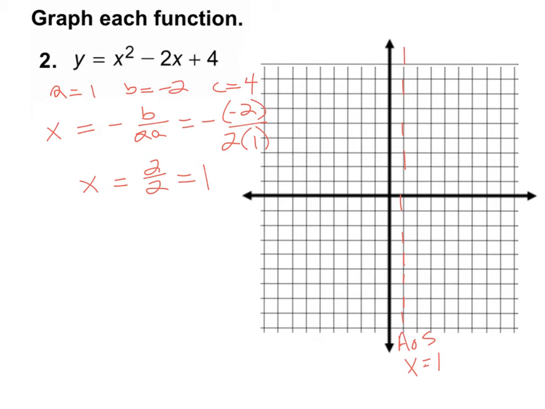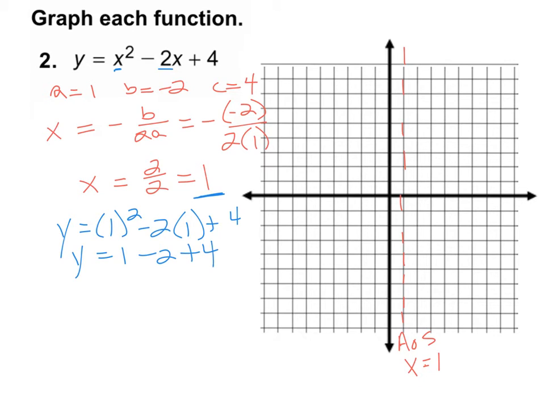Now, we know that our vertex is going to be somewhere on that axis. So that means its x value has to be 1. So I'm going to take 1 and plug it into my original equation for x. So y = 1² - 2(1) + 4. Go ahead and simplify that. 1 minus 2 is negative 1, plus 4, and that gives me 3. So (1, 3) is going to be my vertex.